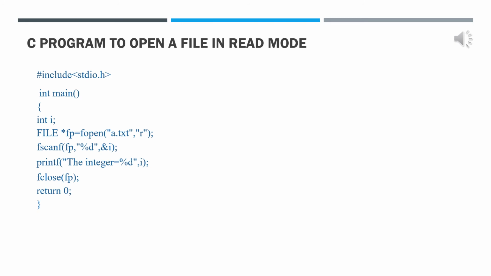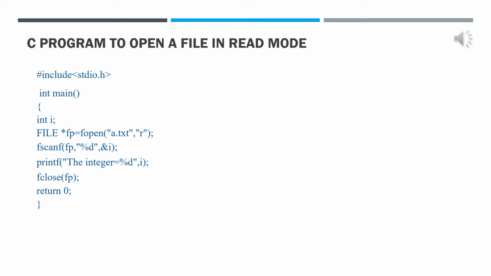Now in this program we will open the file a which we created in read mode, and we will read whatever is present in that file. So int i, because it's storing an integer, so we will be printing that value on the screen. FILE *fp = fopen("a.txt", ...), but we are opening it in the read mode, so r.